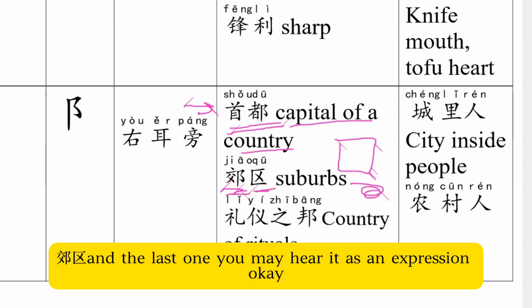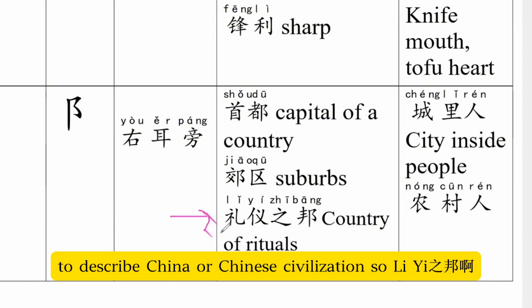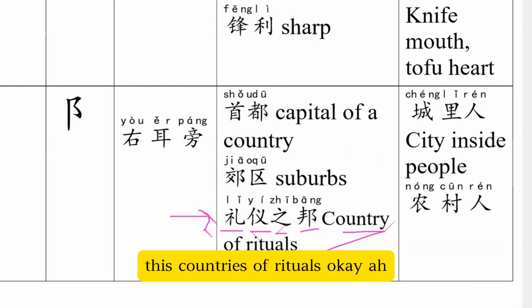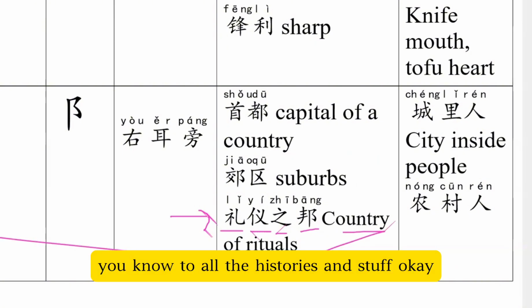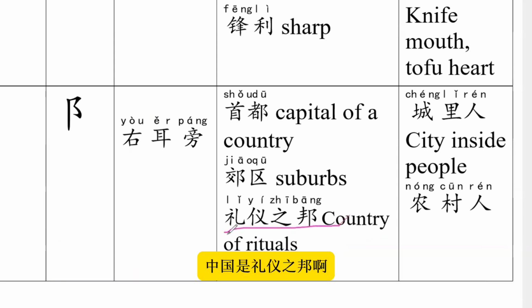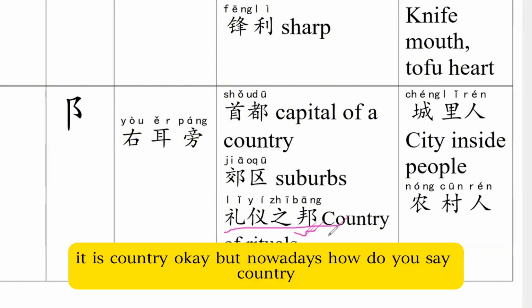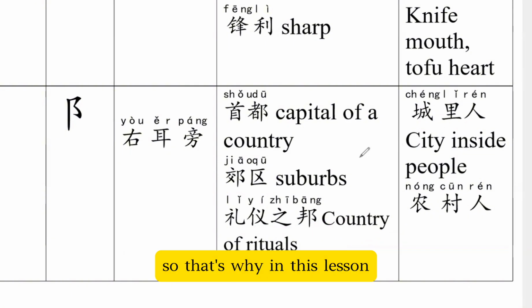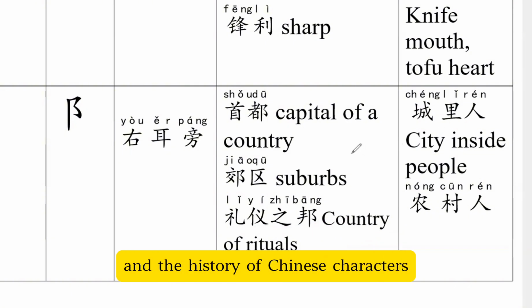And the last one, you may hear it as an expression, okay, to describe China or Chinese civilization. So 礼仪之邦. This countries of rituals, okay. If you go back to all the histories and stuff, okay. So sometimes we're proud of the history. So say, 中国是礼仪之邦. So the 邦 in this case, it is country, okay. But nowadays, how do you say country? It's totally different word, right? Okay, 好. So that's why in this lesson, you're going to see the present and the history of Chinese characters.